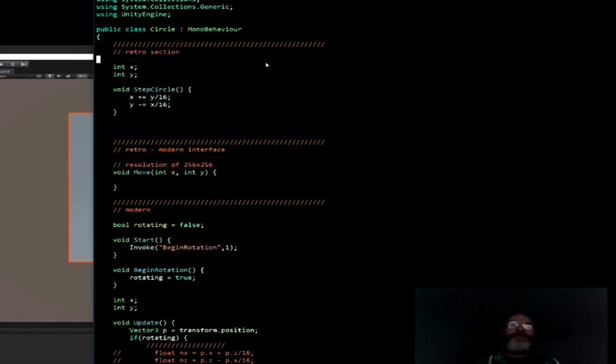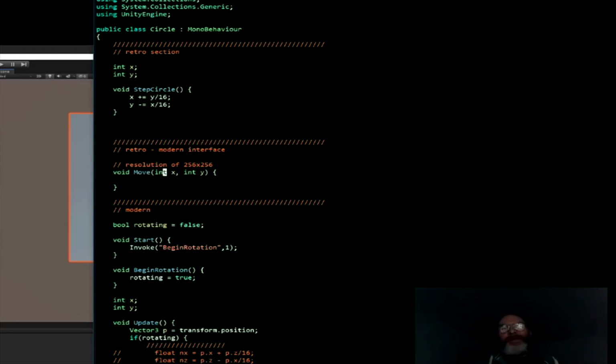And this is the modern section. So the rule is that in the retro section, I'm only allowed to put retro things. So I'm not allowed to use floats, for example. In the retro modern interface, I am allowed both.